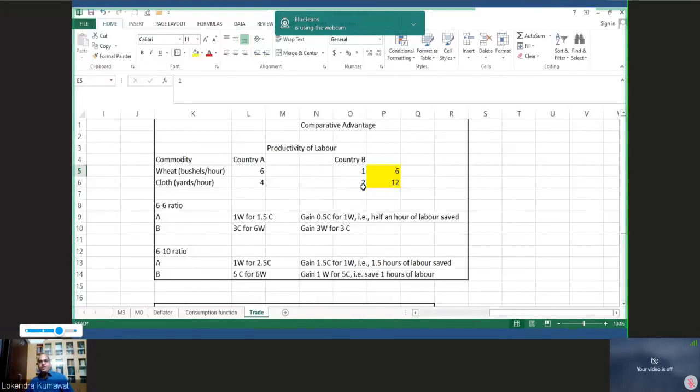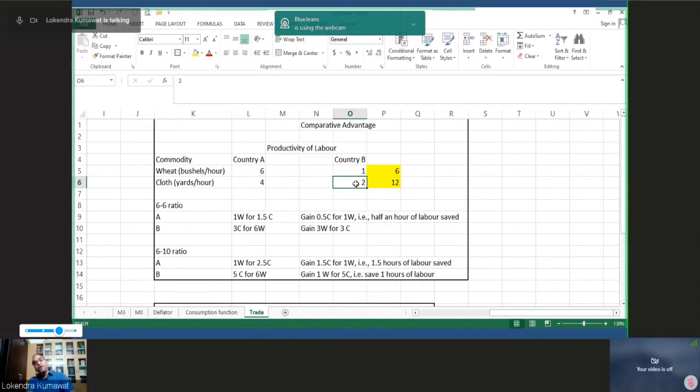Earlier, now this 6 to 1 is the same. Country A has an advantage in wheat, because while country B can produce only 1 unit of wheat in 1 hour, country A can produce 6. Country A has absolute advantage in wheat. Earlier, country B was producing 5 units of cloth against 4 units of A. So country B had absolute advantage in cloth.